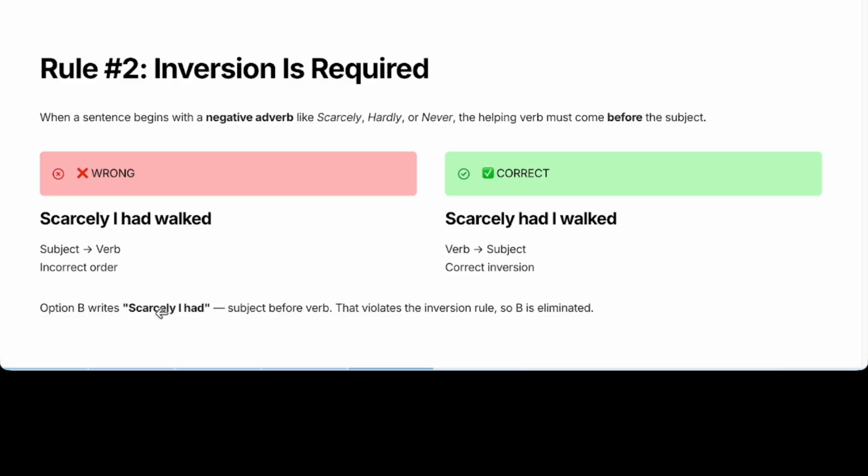So option B writes scarcely I had, with the subject before the helping verb. That violates the inversion rule. So B is eliminated.